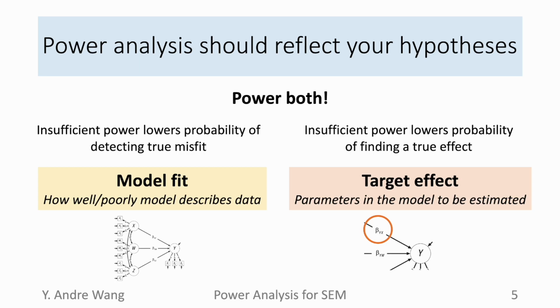The first kind of power, the one you see on the right side of the slide, likely makes intuitive sense to you. After all, it parallels what we do for simpler models like t-tests, ANOVAs, and regressions. The second kind of power might sound confusing. Why do we want to have enough power to detect misfit? Shouldn't we want good fit?